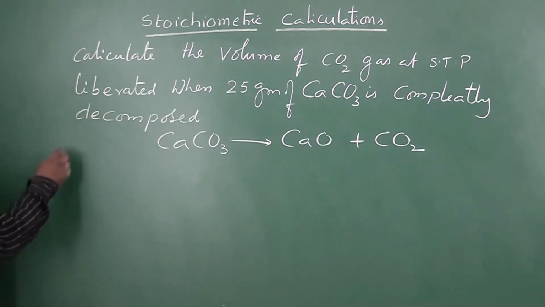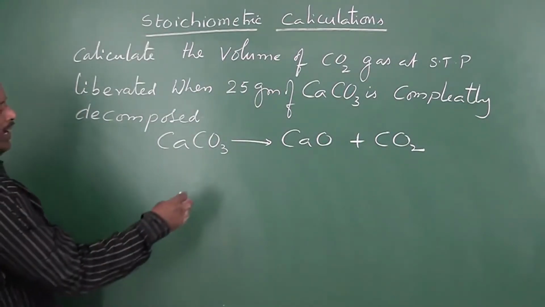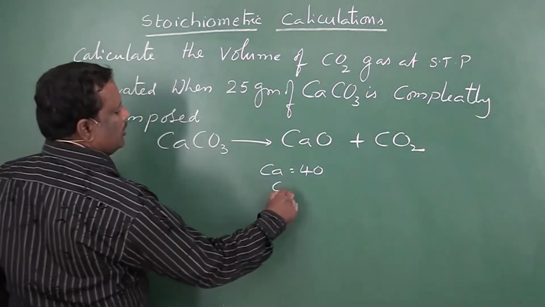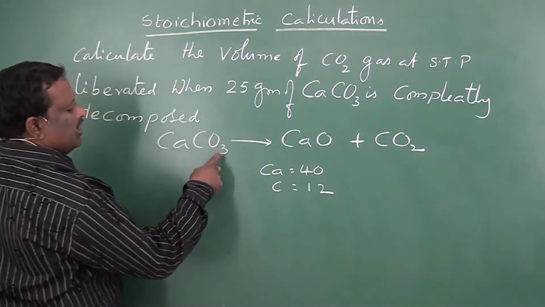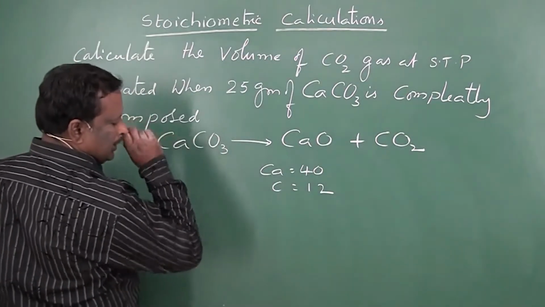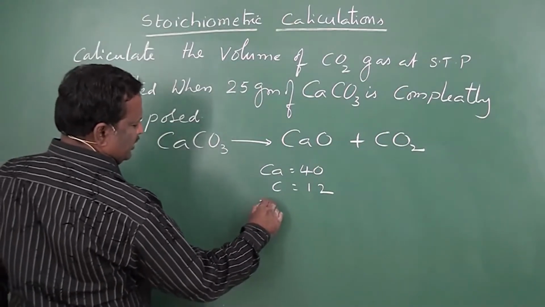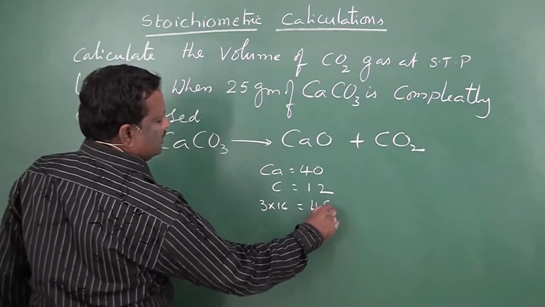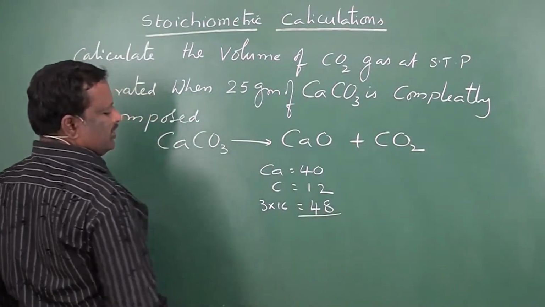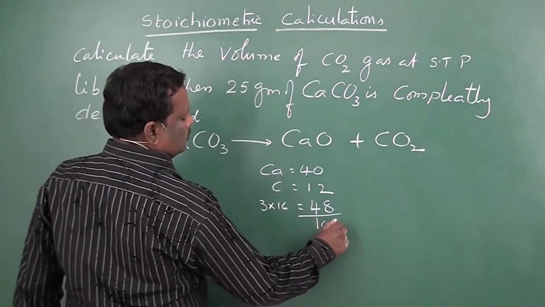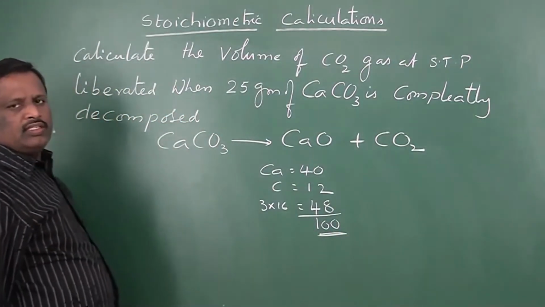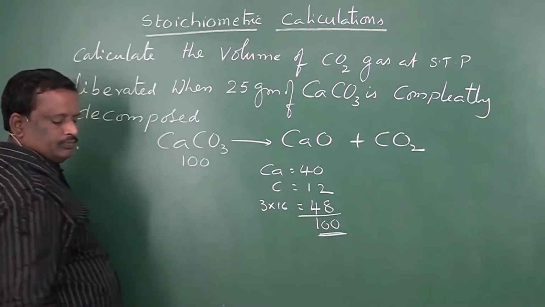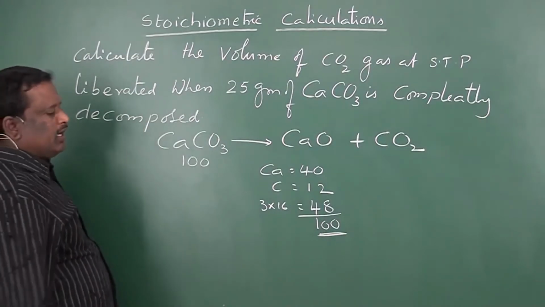Now, the molecular weight of calcium carbonate. Here, calcium atomic weight is 40. Carbon atomic weight is 12. Here 3 oxygens are there, so the total of 3 oxygens, 3 into 16, is 48. So when you add all the 3, you will get 100. So 100 is the molecular weight of CaCO3. Calcium carbonate molecular weight is 100.